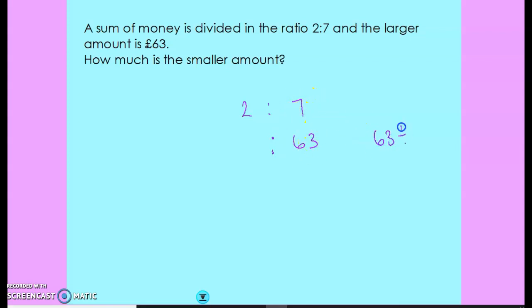So if I do 63 divided by 7, I get 9. So to get from 7 to 63, I times by 9. Do the same here. 2 times 9 is 18. I can then add the 2 together. 18 add 63 is £81.